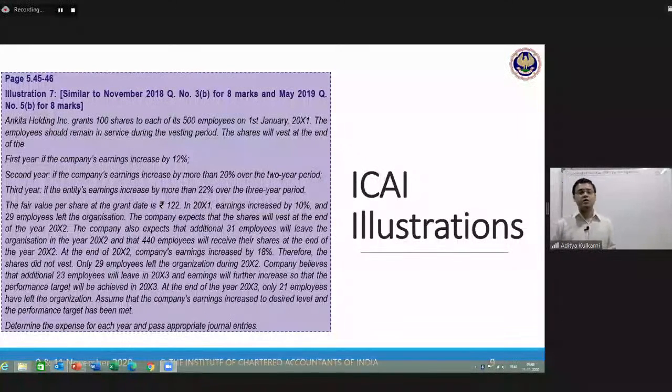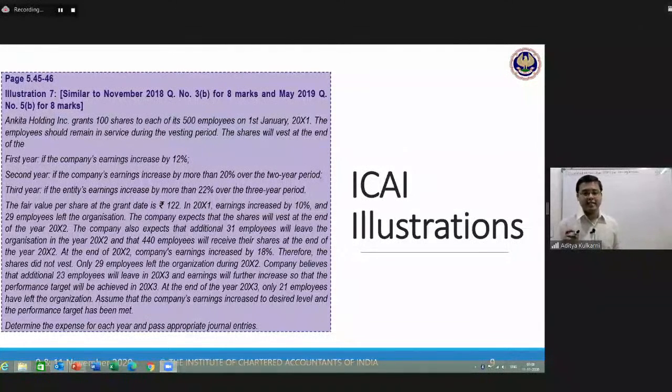Why is this given to us? Because you have to be in employment also. That is a service condition. And the company has to meet the target of the earnings also. So therefore, the employees who left the organization will not be entitled to the options. That is why this is given.